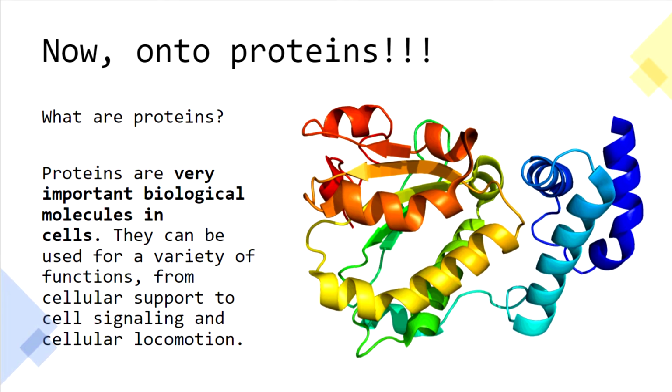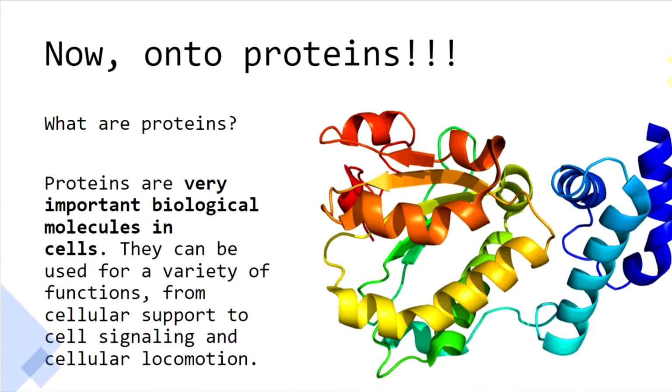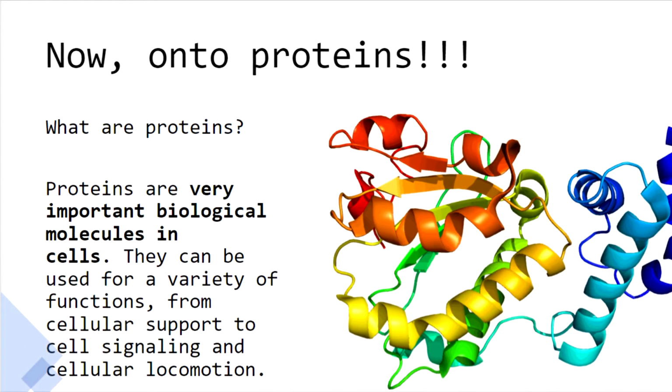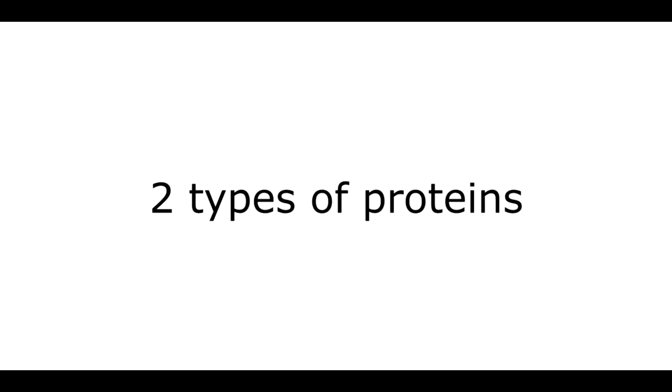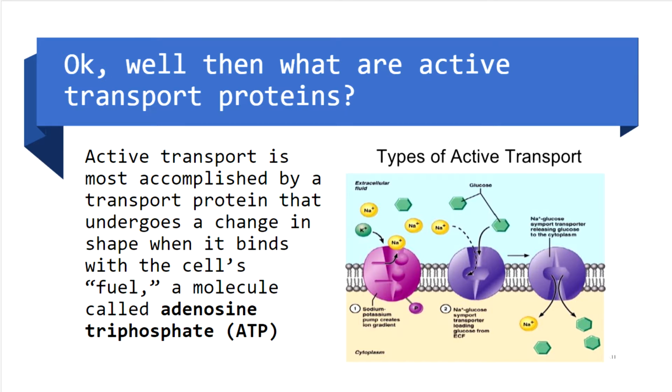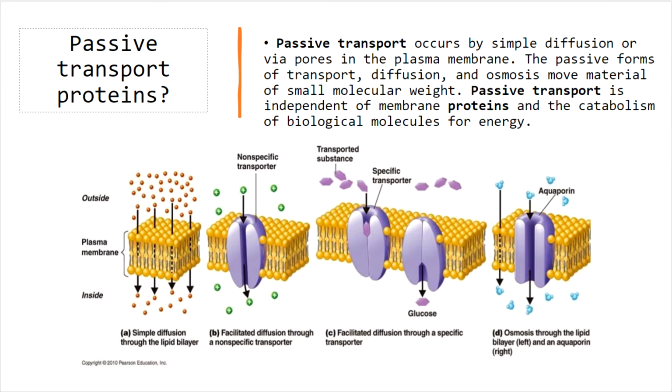And next up, we have transport proteins. Transport proteins are like, well, they transport and are proteins, basically. And there's two types of transport protein: the active transport protein and the passive transport protein. For the first bit, we're going to talk about passive transport proteins.